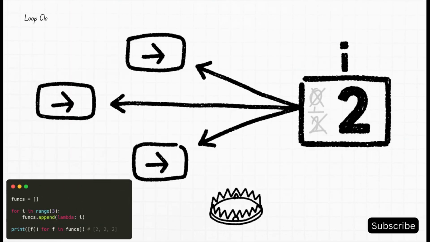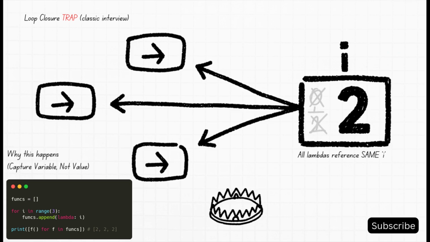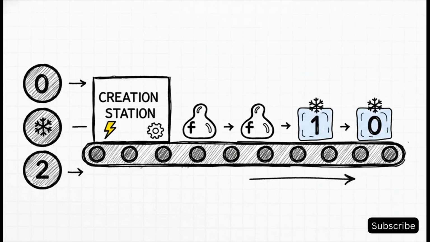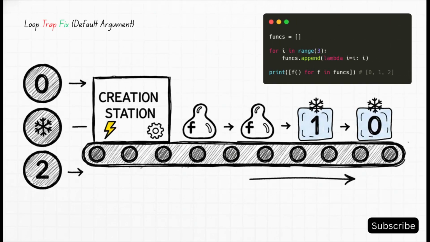And now for the big one, a true classic interview trap. We're creating a bunch of little lambda functions in a loop, and you would totally expect each one to remember the value of i for that specific iteration, right? But here's the catch. Closures capture the variable itself, not its value at that moment. So all three functions end up pointing to the very same i, which, after the loop finishes, has a final value of 2.